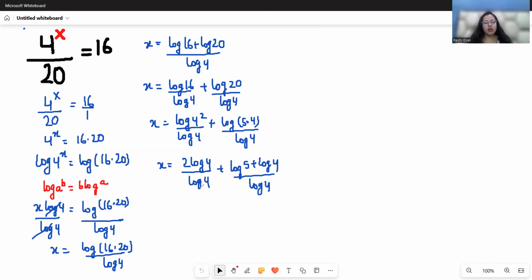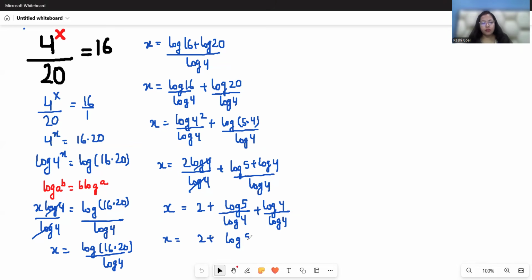With this we can write, so it will cancel out. So this gives us 2 plus log 5 by log 4 plus log 4 by log 4. So x equals 2 plus log 5 with base 4 plus, this will cancel out, gives 1. Now 2 plus 1 is 3 plus log 5 with base 4.